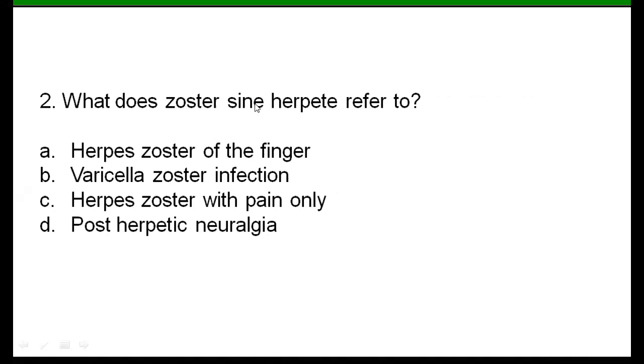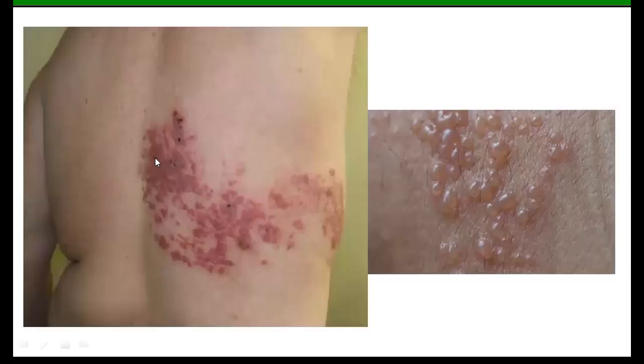What does zoster sine herpete refer to? Zoster sine herpete refers to the occurrence of herpes zoster with only pain and no vesiculation, where no vesicles are formed and there is only pain. So the patient comes with severe pain along the dermatomal pattern, along the nerve, but no vesicle formation. This is the typical vesicle formation that we see in herpes zoster, and these are the vesicles. Before the appearance of these vesicles, there will be severe pain. There are some patients who do not develop vesicles. Those are called zoster sine herpete.